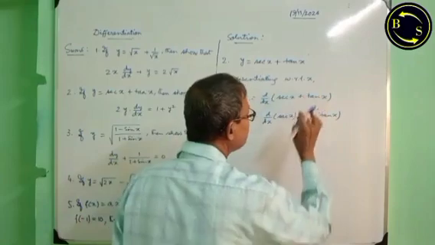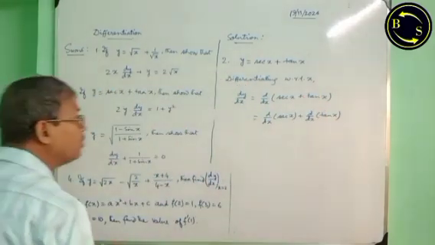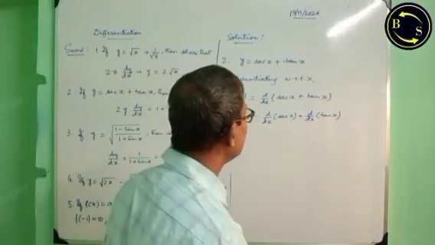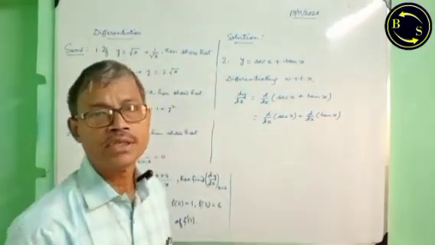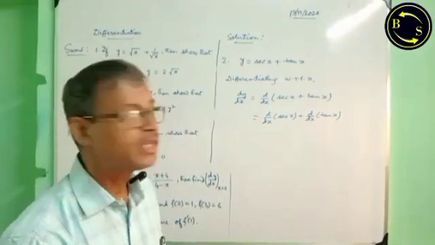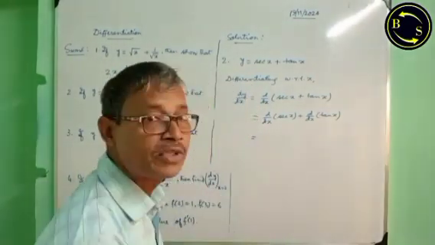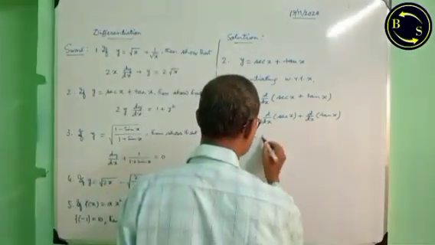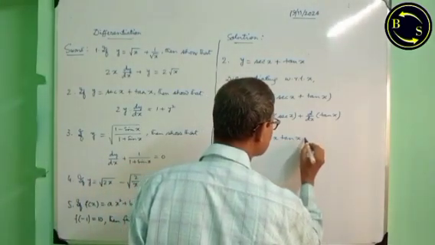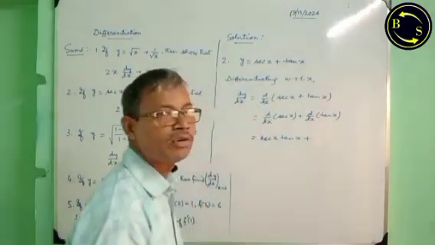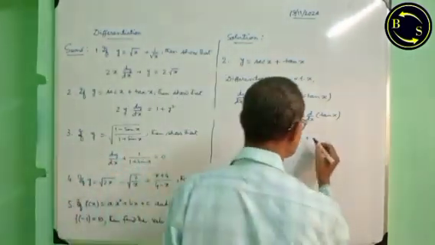Always keep in your mind, we are applying here the theorem: d/dx of u plus v, where u, v are functions of x, is equal to du dx plus dv dx. Now, d/dx of sec x, d/dx of 10x, already we have derived all these: sec square x.